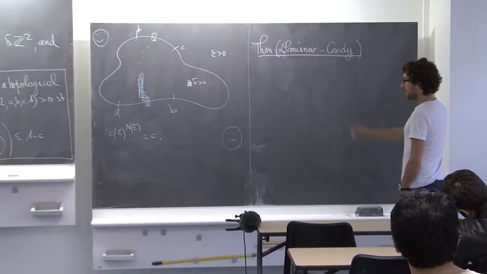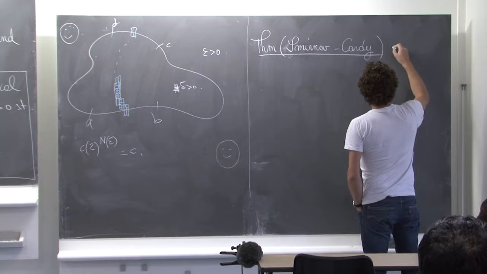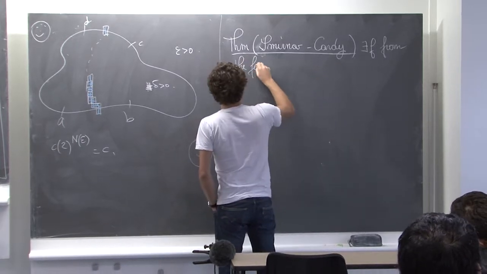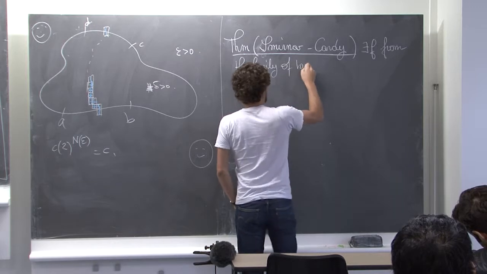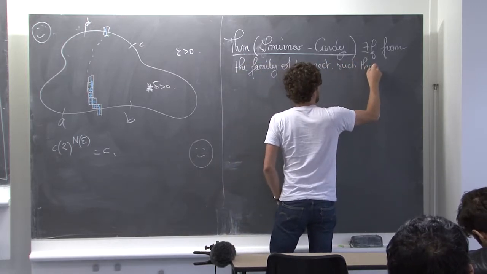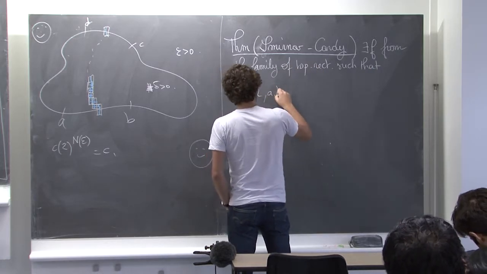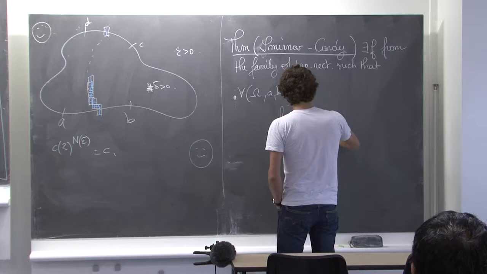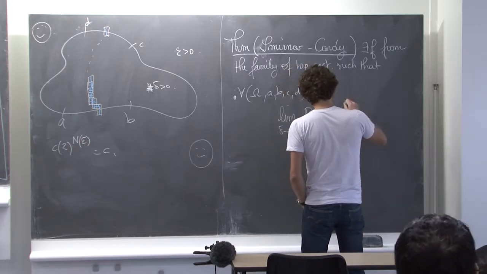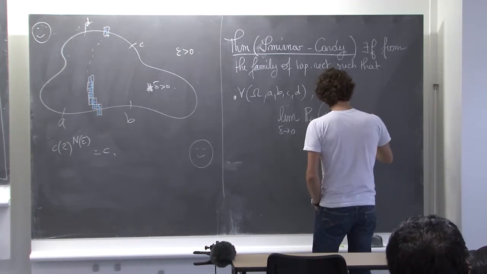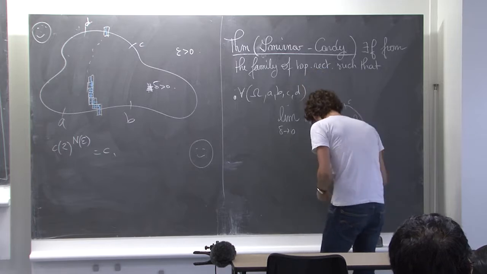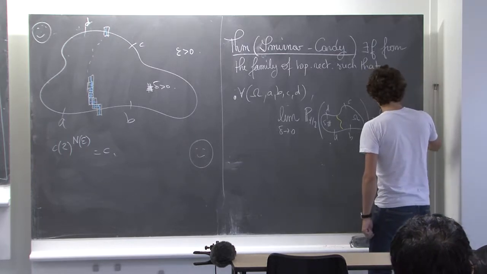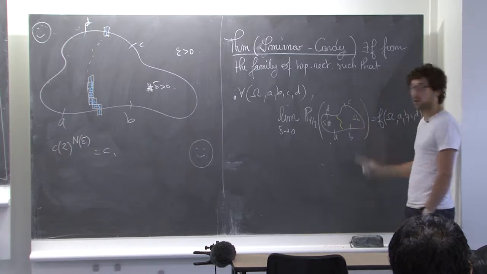which says the following. In fact, there exists a function f from the family of topological rectangles such that for any omega a, b, c, d, the limit when delta tends to 0 of the probability of the crossing that I was talking about, so omega a, b, c, d, mesh size delta having a crossing like that, the limit of this crossing probability is f of omega a, b, c, d. So in fact, it converges.